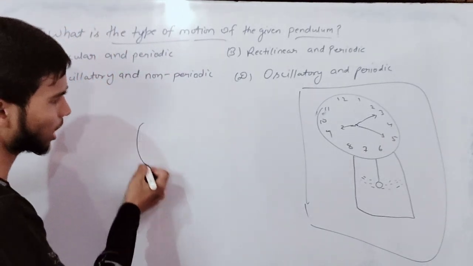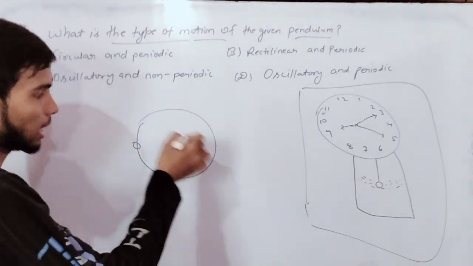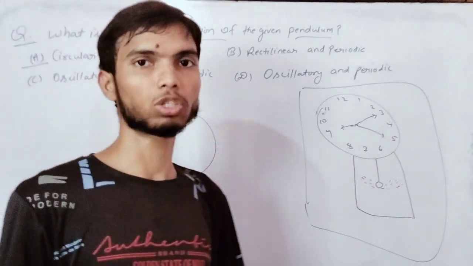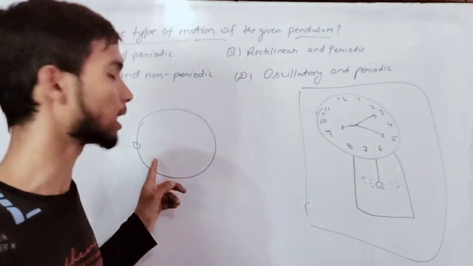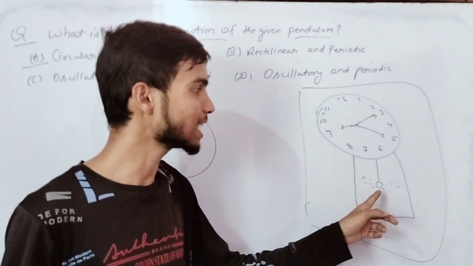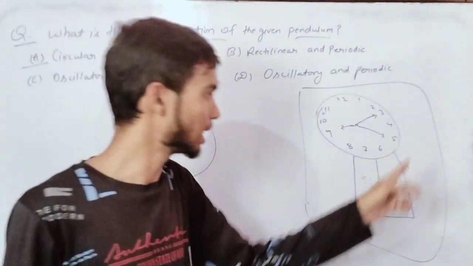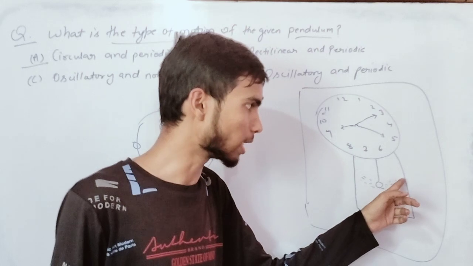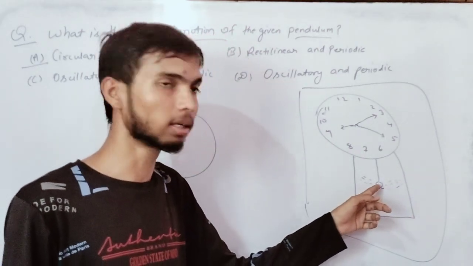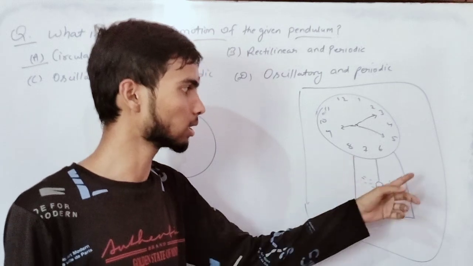Object is moving like that. Object is here and it will move like that. It is moving on the circumference of the circle. But here the pendulum is not moving like that. So we can say this is not a circular motion because it is not moving like that. It started from here till here, only till here, and then again it took a back. Then it will start like that.